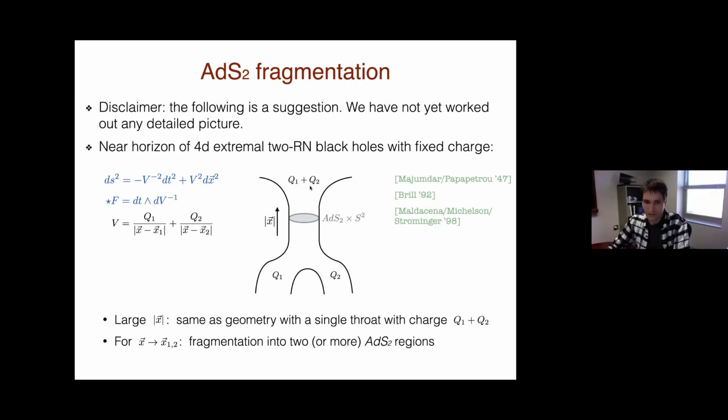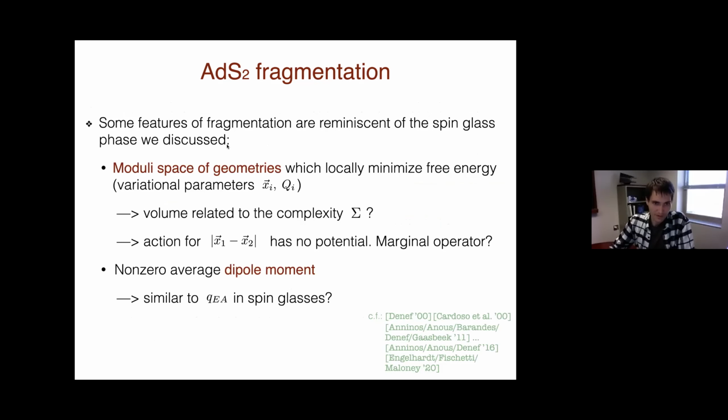And so how do you distinguish these geometries asymptotically? The total charge is not a good quantity, but you can consider something like a dipole moment, the electrostatic dipole or multipole moments. Those will asymptotically tell you the difference between whether you have a single throat or two throats or many throats. And so that's one feature of this fragmented AdS solution that is reminiscent of the spin glass phase that we discussed: there's this non-zero average dipole moment that seems to be like this Edwards-Anderson order parameter.